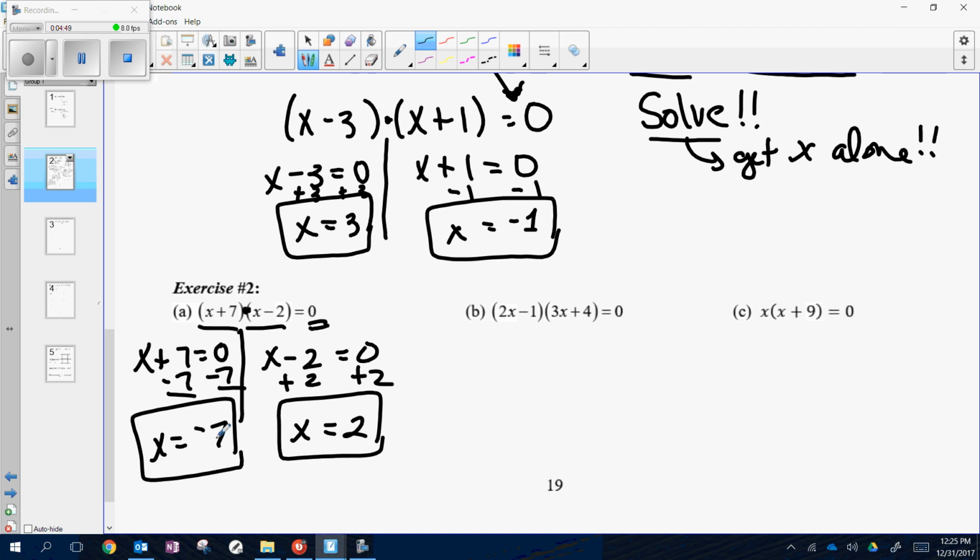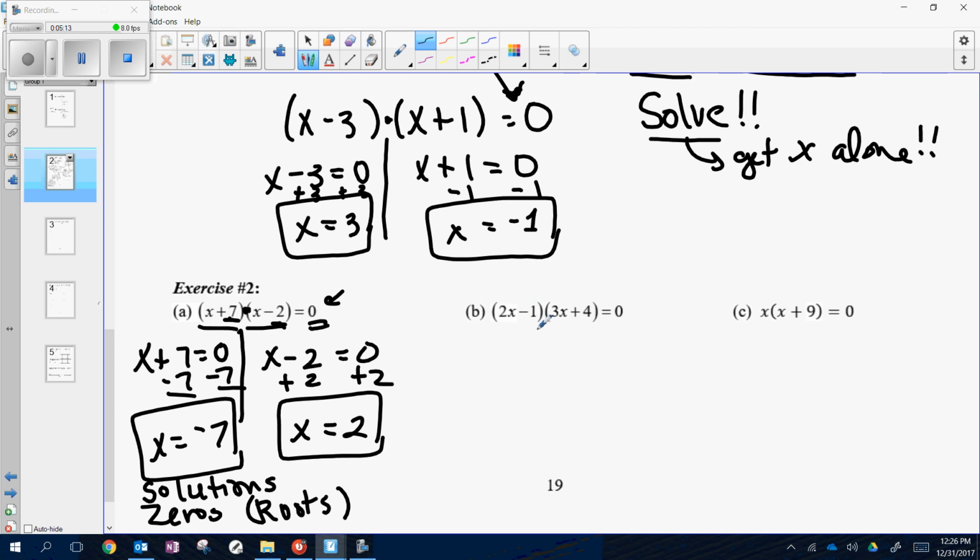So -7 and 2 are the two numbers that if you put them in here, it would make this come out to be 0. Those are your answers. Those are called solutions. And they're also called zeros. And they're also called roots, if you look at them on the graph.